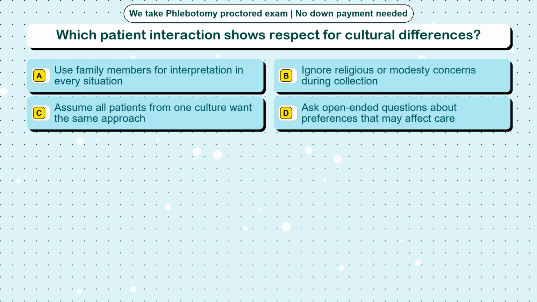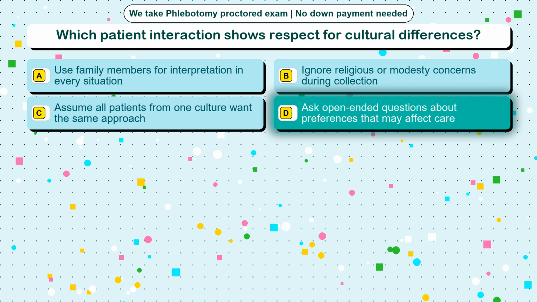Question 98. Which patient interaction shows respect for cultural differences? Option A. Use family members for interpretation in every situation. Option B. Ignore religious or modesty concerns during collection. Option C. Assume all patients from one culture want the same approach. Option D. Ask open-ended questions about preferences that may affect care. The correct answer is option D.